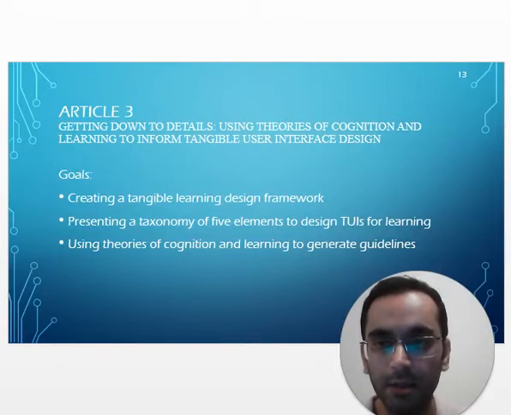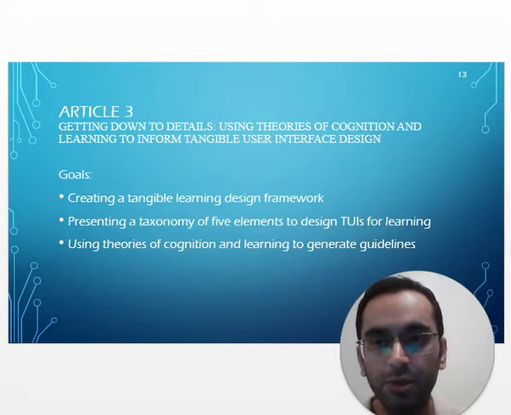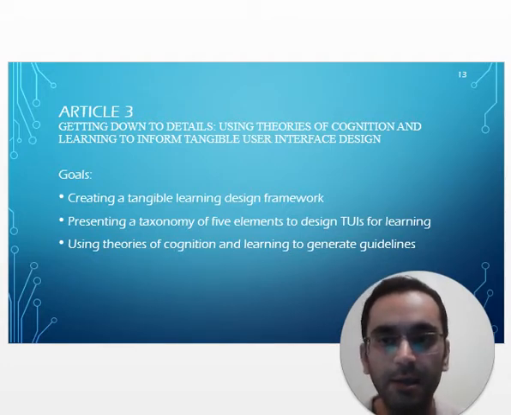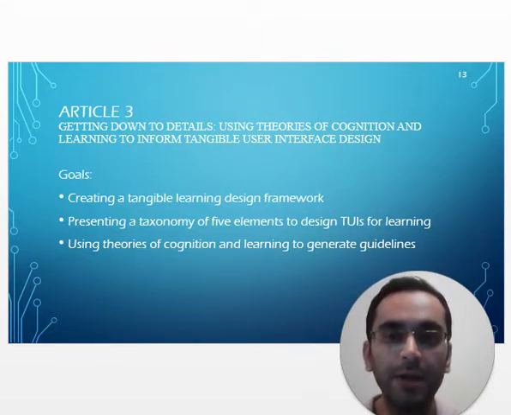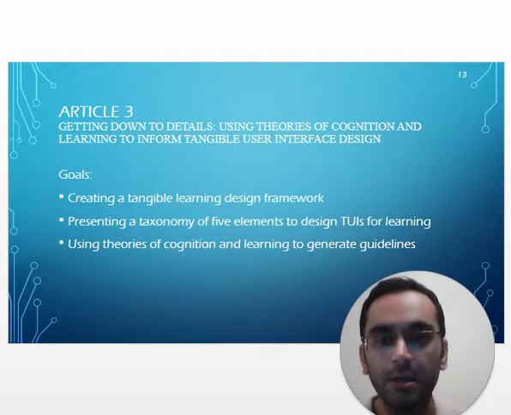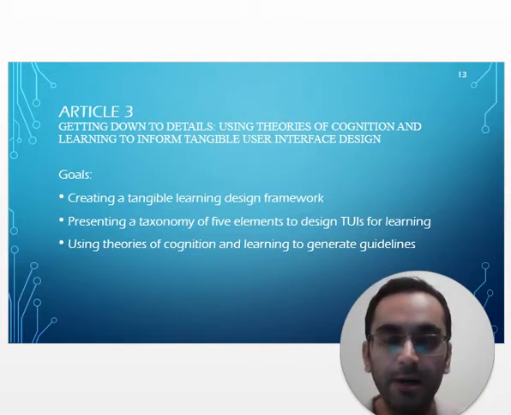The third article is about using theories of cognition and learning to inform tangible user interfaces design. The goals are creating a tangible learning design framework, presenting a taxonomy of 5 elements to design tangible user interfaces for learning, and also using theories of cognition and learning to generate guidelines.